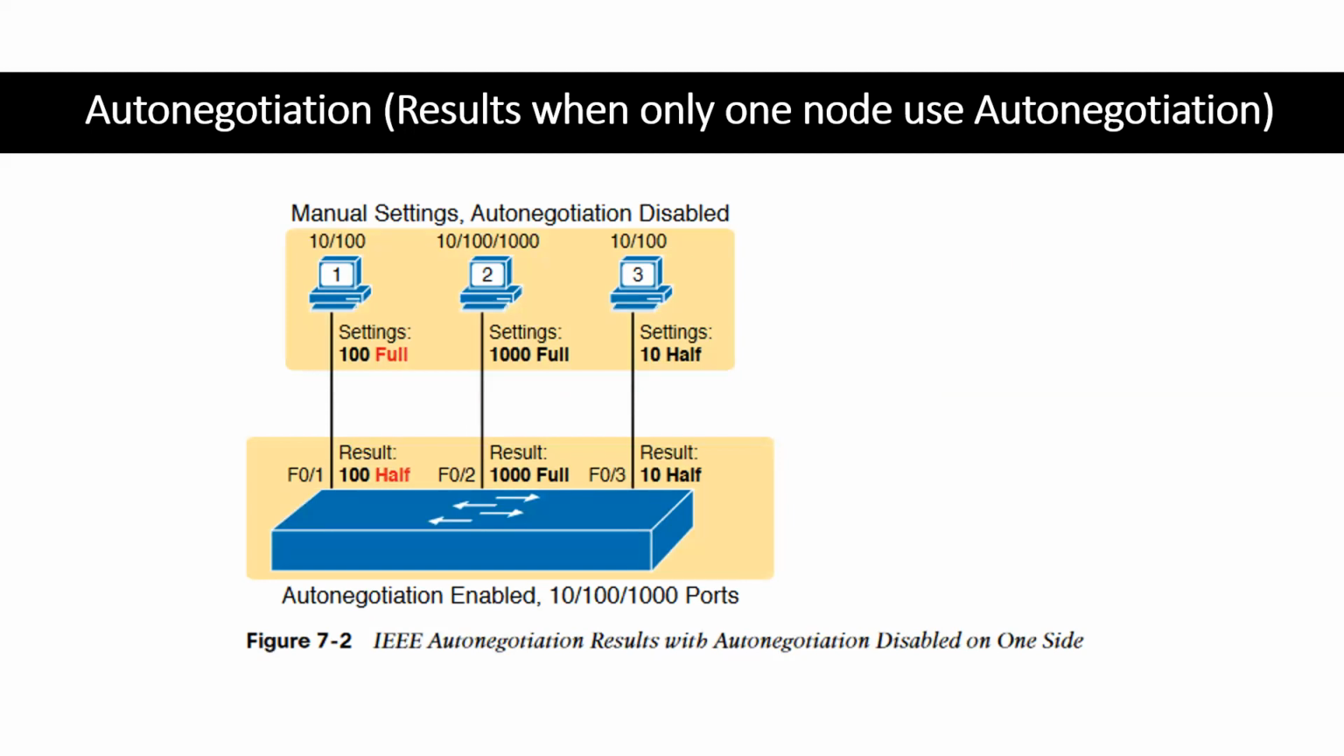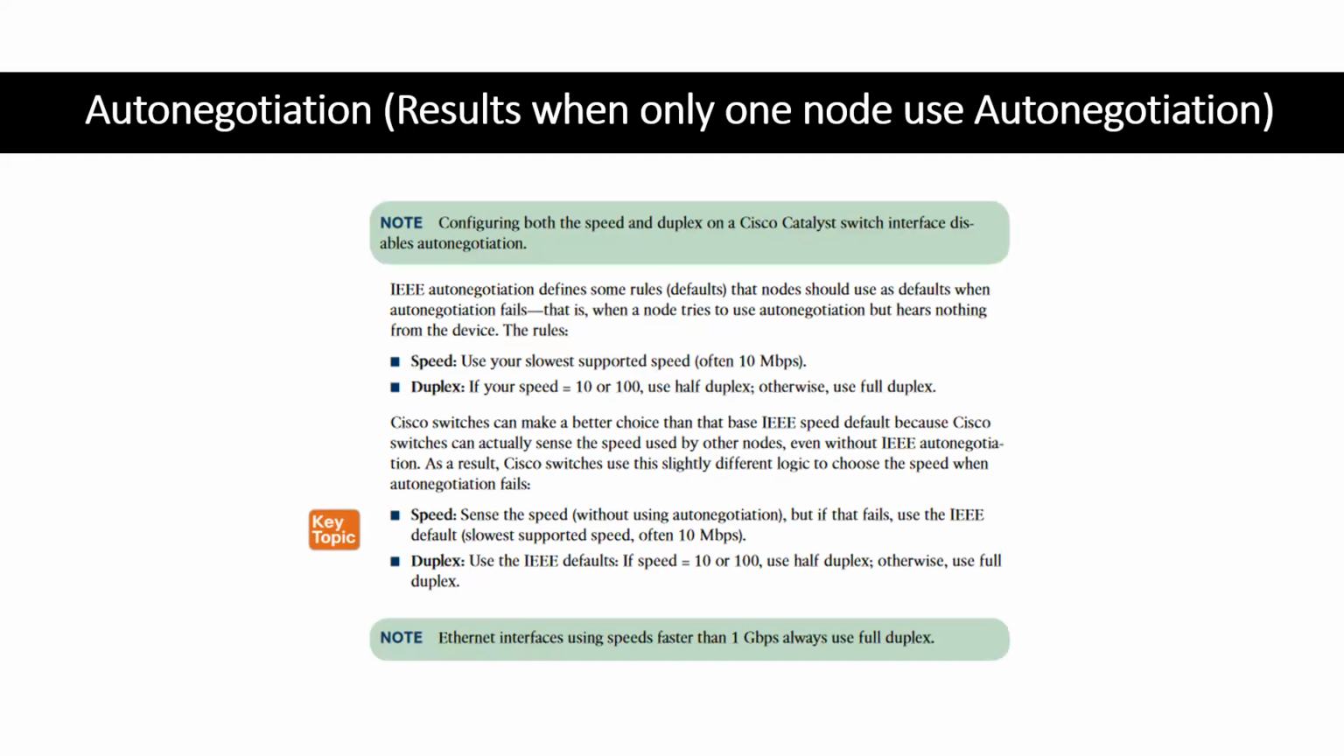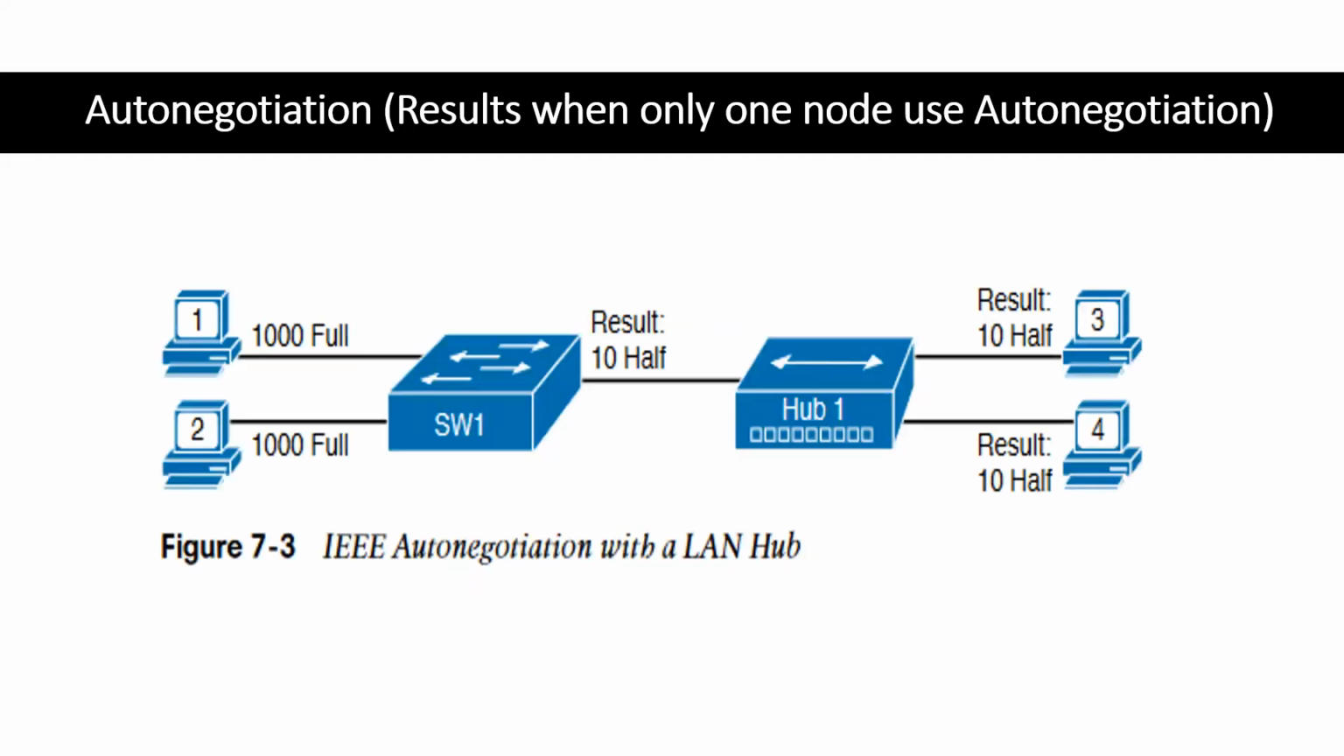If it hears 10 or 100 megabits per second, Ryan's switch is going to say, hey, I'm going to go ahead and set the duplex to half duplex. So let's keep going. Hopefully that makes sense. Do you guys have any questions? Okay, all right. Let's keep rolling.